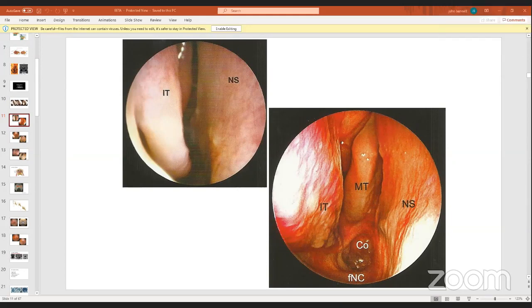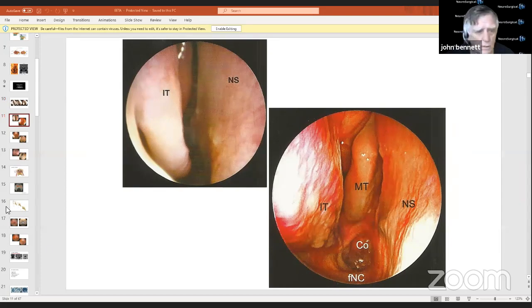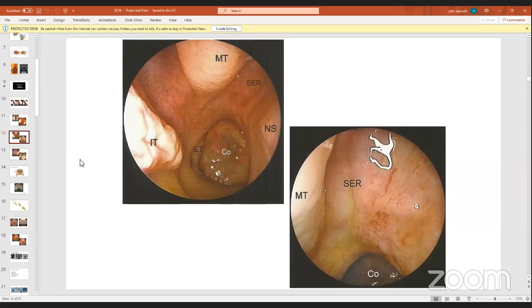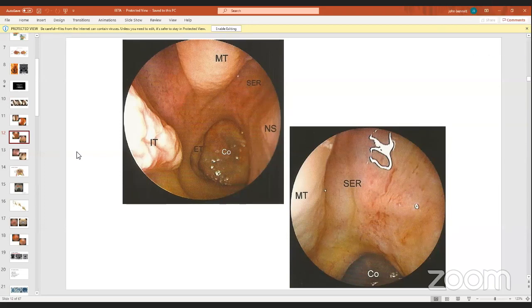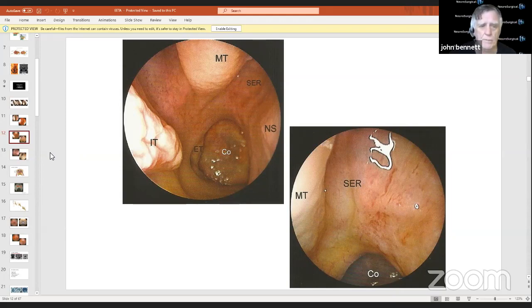Please move your mouth close to the microphone. Too close? About here? Yeah, that's better. Hello? Is this better? Yeah, it's better. Okay.